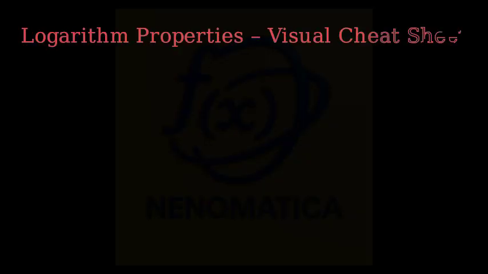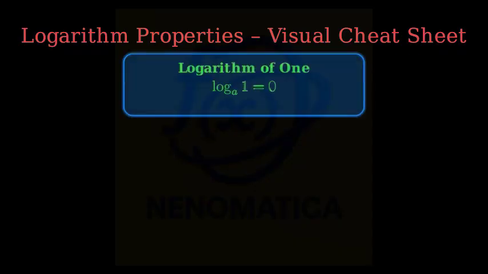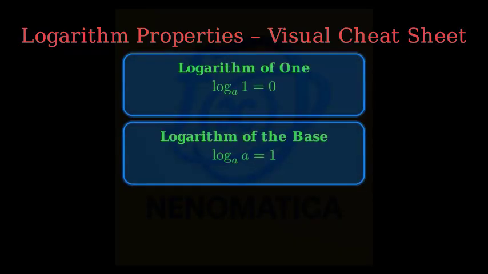Welcome! In this lesson, we will build an intuitive cheat sheet of logarithm properties. We'll move step by step with visual rule cards and quick numeric examples. Let's begin with the two most fundamental facts. First, the logarithm of 1 is 0. Second, the logarithm of the base is 1.